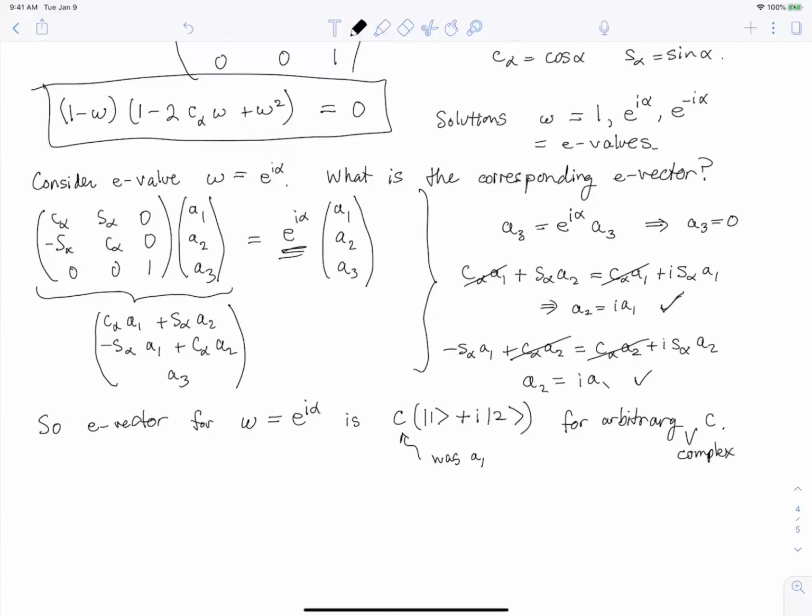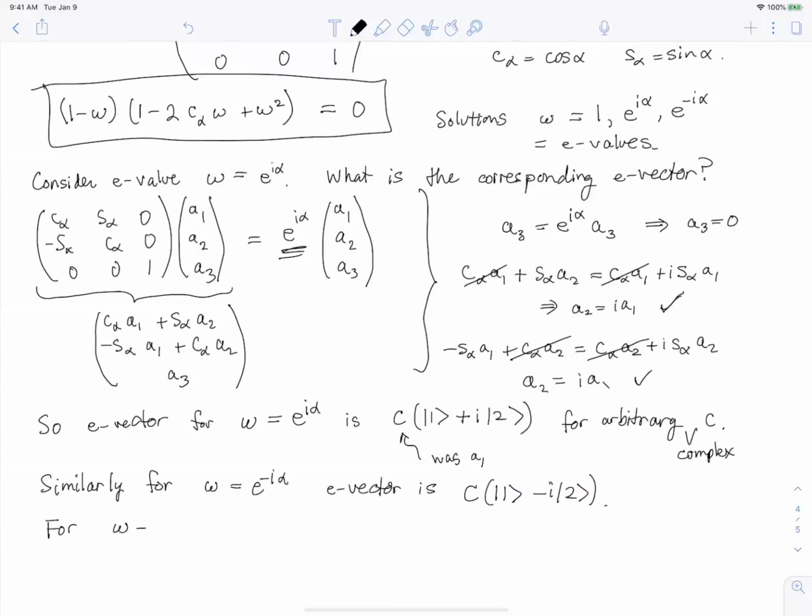So you can go through the same thing similarly. I'm not going to go through the algebra because we're very short on time. For the eigenvalue omega equals e to the minus i alpha, the corresponding eigenvector is an arbitrary constant c times the ket 1 minus i times the ket 2. And for omega equals 1, that was our third eigenvalue, the eigenvector is a constant c times the ket 3.